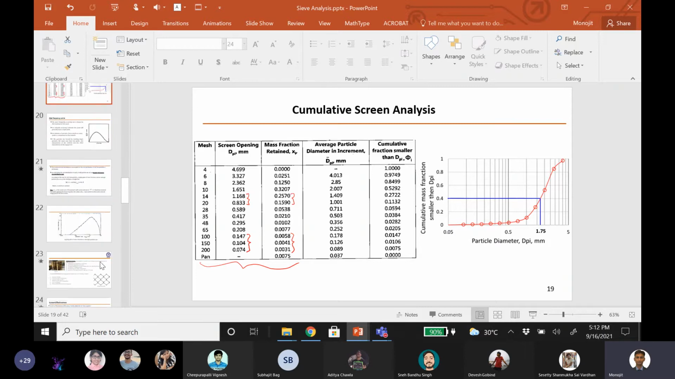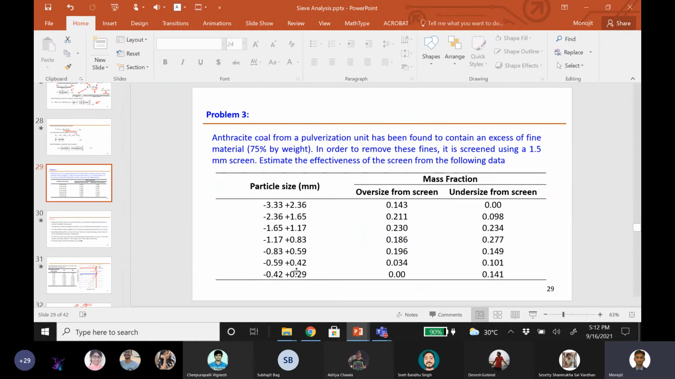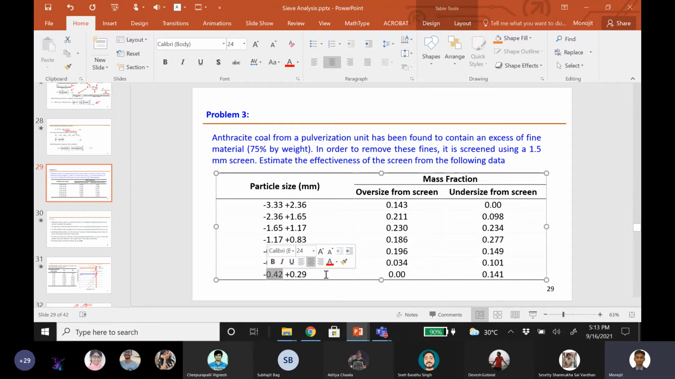So with this definition, if I look into this problem, I think someone was telling me that it is not clear yet. So if I look into this table now, all these minus numbers state that all the particles which have mass below this size. Suppose I take 0.42, that means all the particles having size smaller than 0.42 millimeter, and their mass fraction is this. Now if we add up from the bottom, we will get the cumulative one.